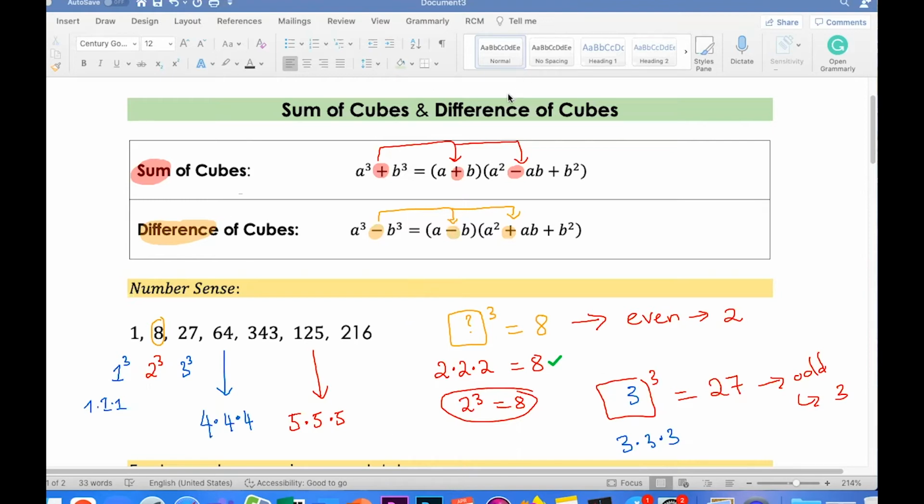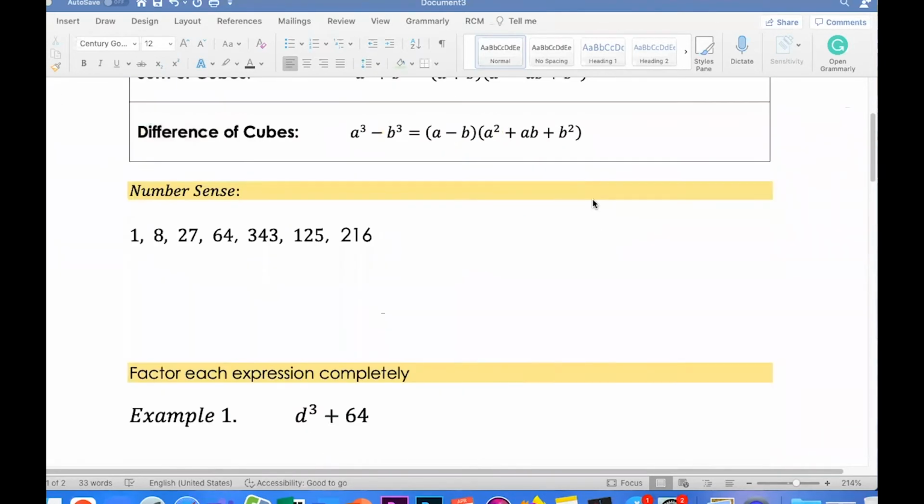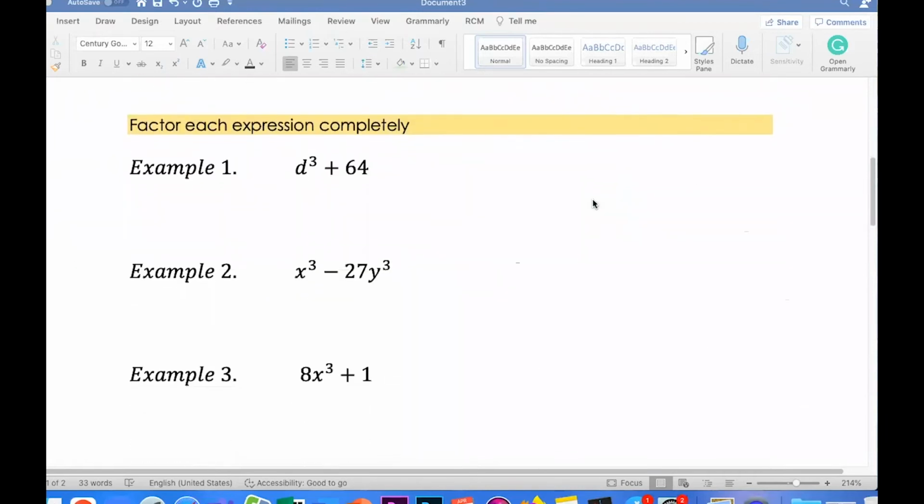216, this is an even number, so it has to be either 2, 4, or 6. 4 is already used, so it might be 6. So 6 times 6 times 6. So what about 343? It might be 7, right? So 7 times 7 times 7 will give you that. So that's it, just a few numbers to give you an idea how to do this. And we will see how this is going to help you with this factoring. It might look crazy, but take it like a puzzle and let's just get going.